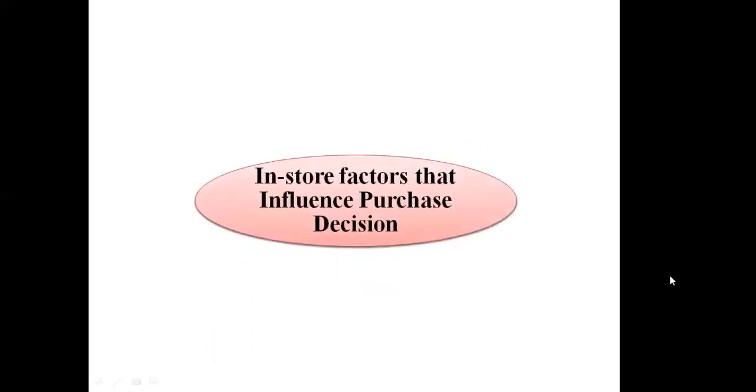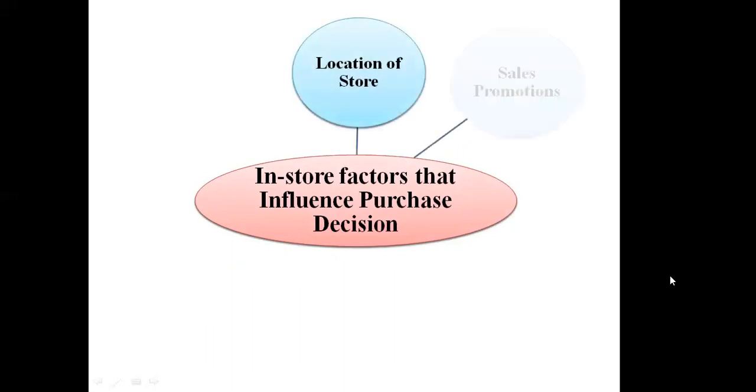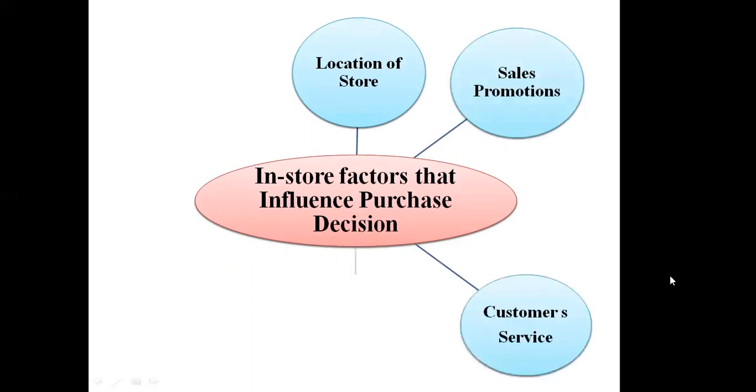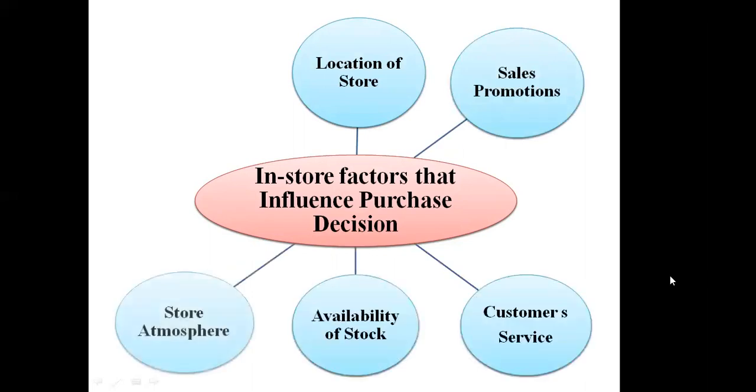So now we reach the fourth stage of the consumer buying process, that is purchase decision. At this stage, the consumer buys the product from the seller. There are certain in-store factors that influence the purchase decision. Basically, the in-store factors are the internal store settings that stimulate the consumer to buy products. So these are basically six. These six are the main in-store factors that influence the consumer purchase decision.